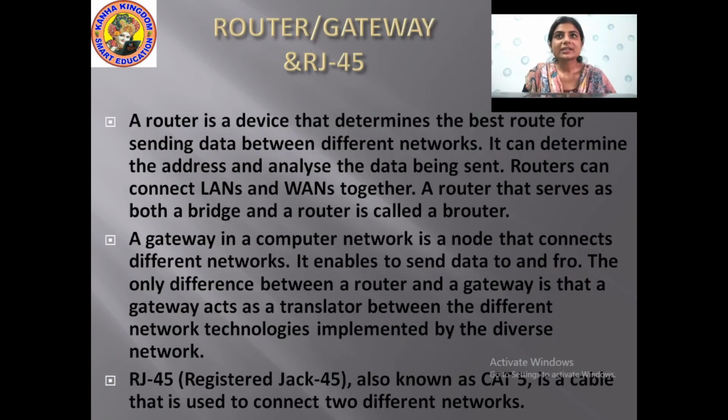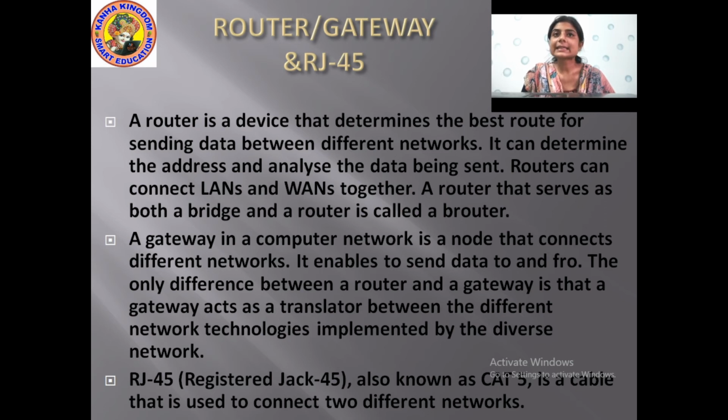And now students, what are router, gateway and RJ45? These are the different components now. A router is a device that determines the best route for sending data between different networks. If there are different networks, we take the help of a router to decide which is the best route to send data to the different network.